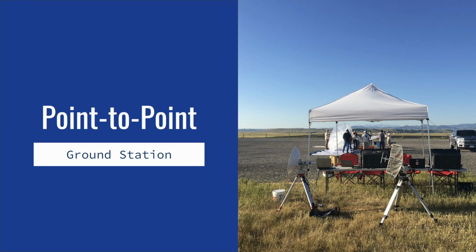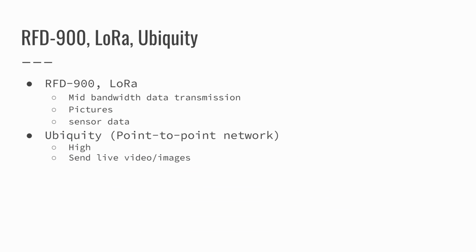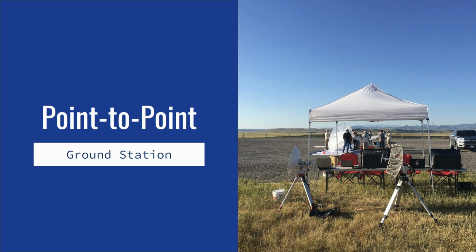We also have point-to-point communication. So these are some of the systems that we use, RFD 900 and LoRa. These are kind of mid-bandwidth data transmission. You can send pictures, sensor data, you could transmit location. But the thing is that with all of these, there are some directional aspects. So if you can see these antennas here, these are being pointed at the balloon. We have active tracking capabilities, so we can follow the balloon while it's in flight, given its location.